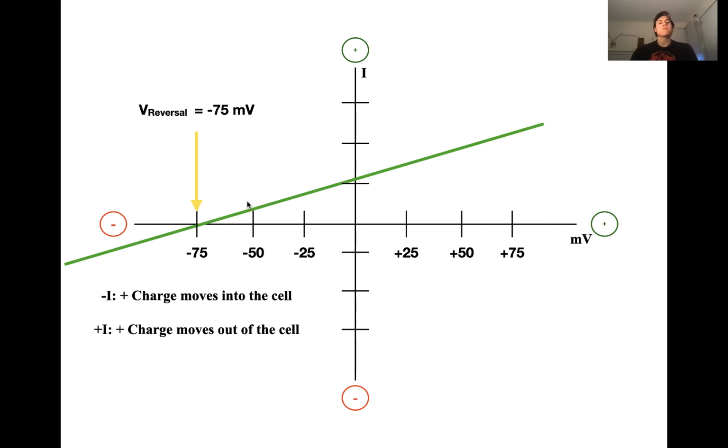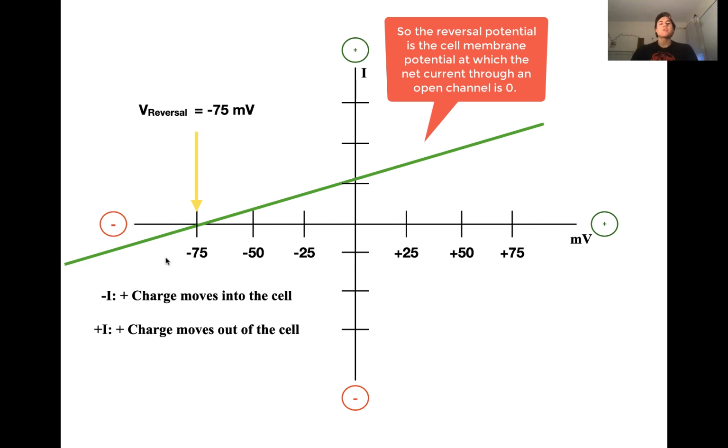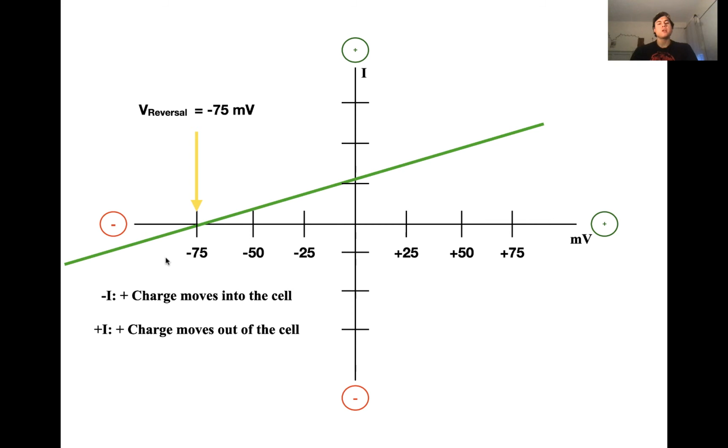Now what we see from the results of this experiment is that when the cell membrane potential is less than negative 75 millivolts, the current moving through the open GABA receptor is negative. So positive charge is moving into the cell, and the cell is depolarizing. What we also see is that when the cell membrane potential is above negative 75 millivolts, the current moving through the open GABA receptor is positive, so therefore positive charge is moving out of the cell, and the cell is hyperpolarizing.